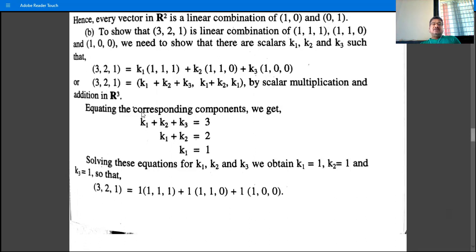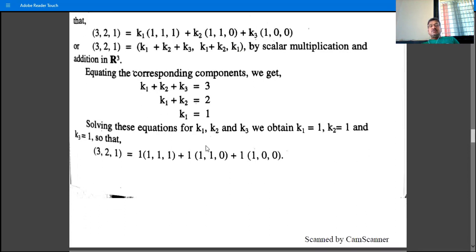Then equating LHS and RHS, we have k1 plus k2 plus k3 is equal to 3, k1 plus k2 is equal to 2, and k1 is equal to 1. We have to find the values of k1, k2, k3. We can apply the Gauss elimination method, or directly we have k1 as 1. Substituting in the above equation, k2 is again 1, and substituting these values in the above equation, k3 is equal to 1.